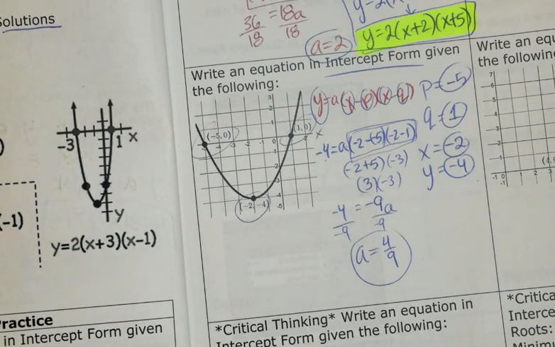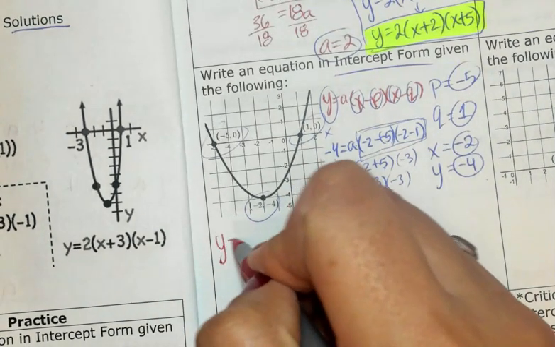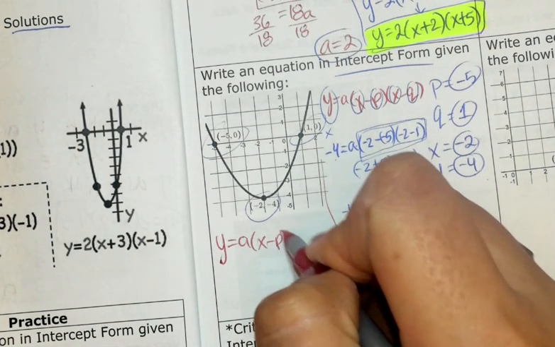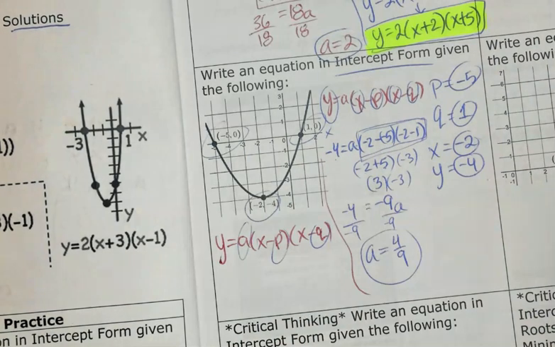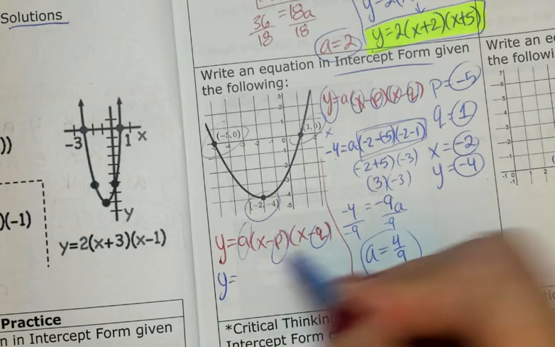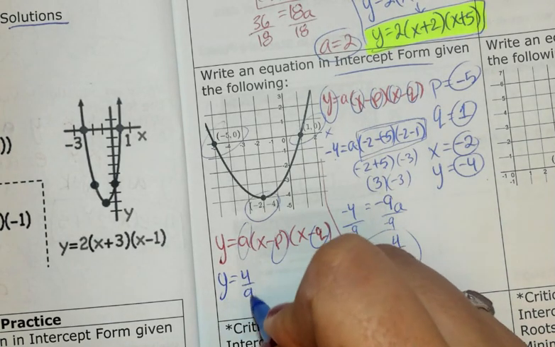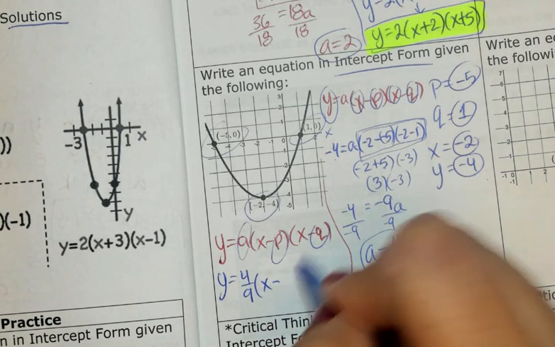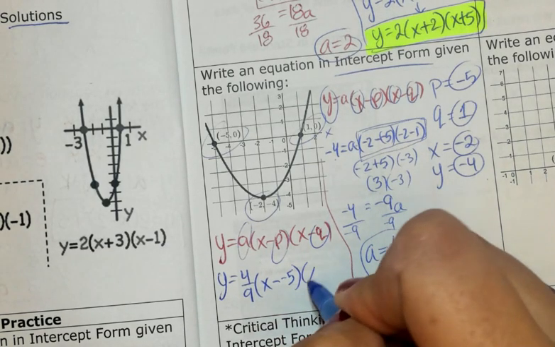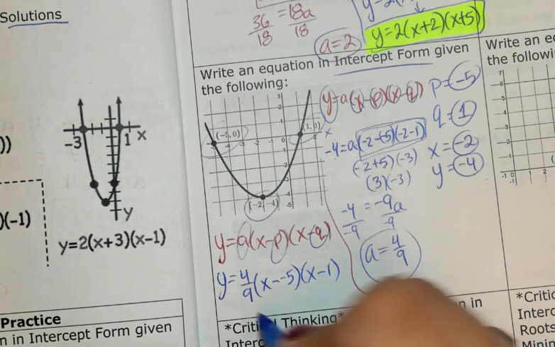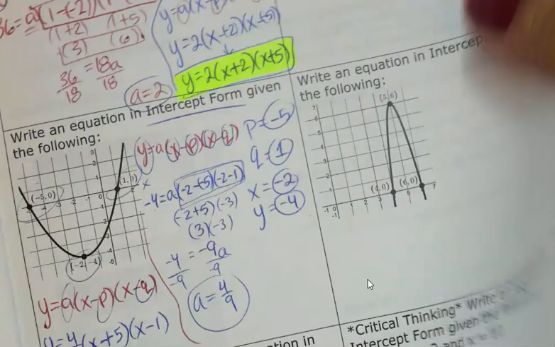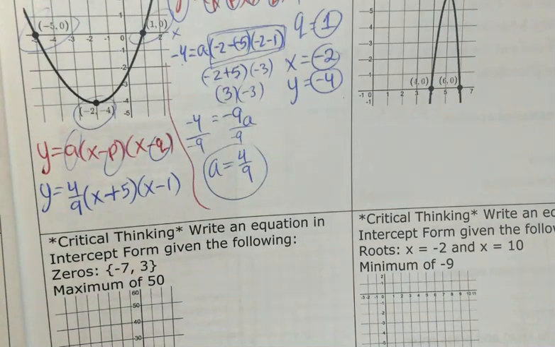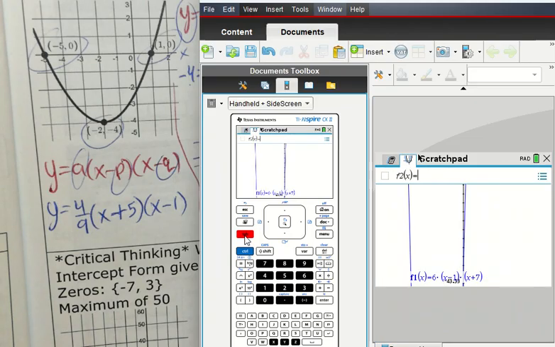So now that we have the A value, we're going to just substitute the A and the P and the Q. A, P, Q. And we're going to have y equals 4/9 x minus negative 5 and x minus 1. So that minus negative will become a plus. So that should be the equation. Let's type it in the calculator and verify. Again, not everyone likes working with fractions, but that's why a calculator can verify this for you.